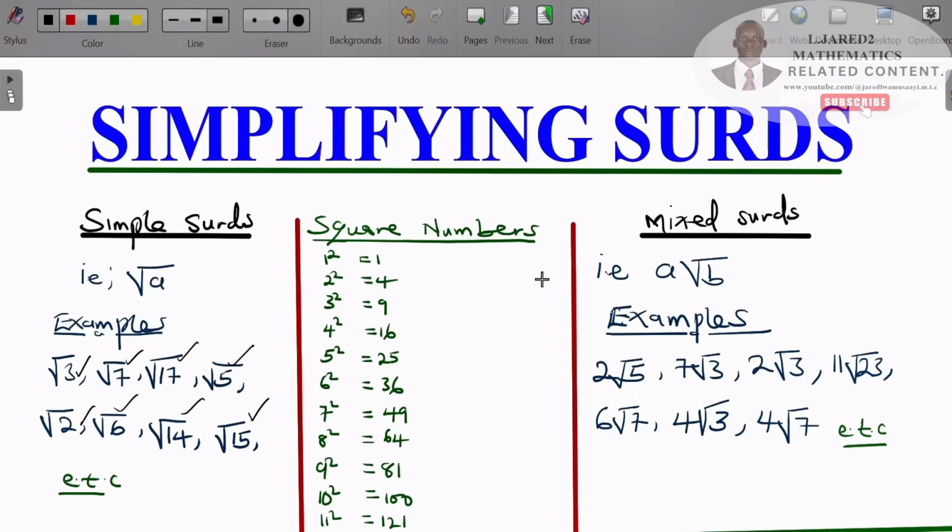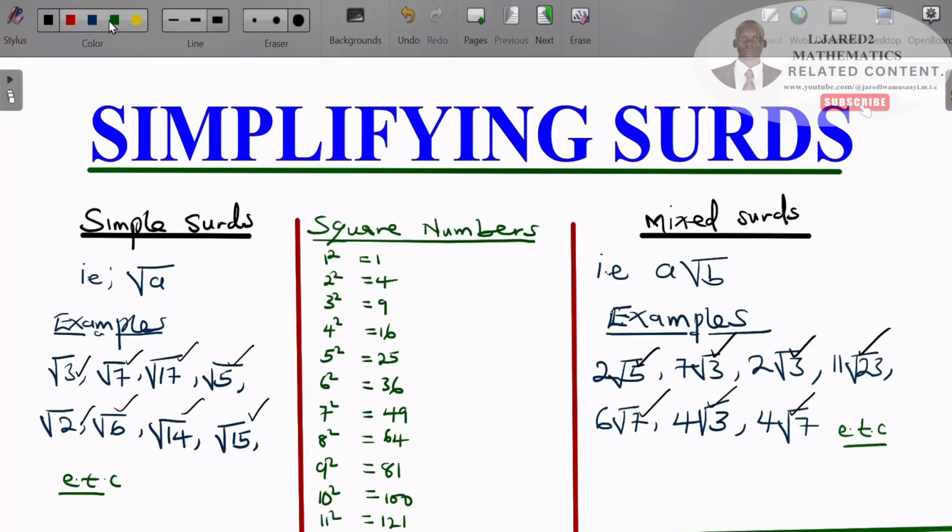Then on the right hand side, we have the mixed Surds, whereby any mixed Surd is in the form of a square root b, or a multiplied by the square root of b, whereby a and b are real numbers and b must be a positive real number. We have the examples: 7 root 3, 2 root 3, 11 root 23, 6 root 7, 4 root 3, and 4 root 7, and so many others of the same category.